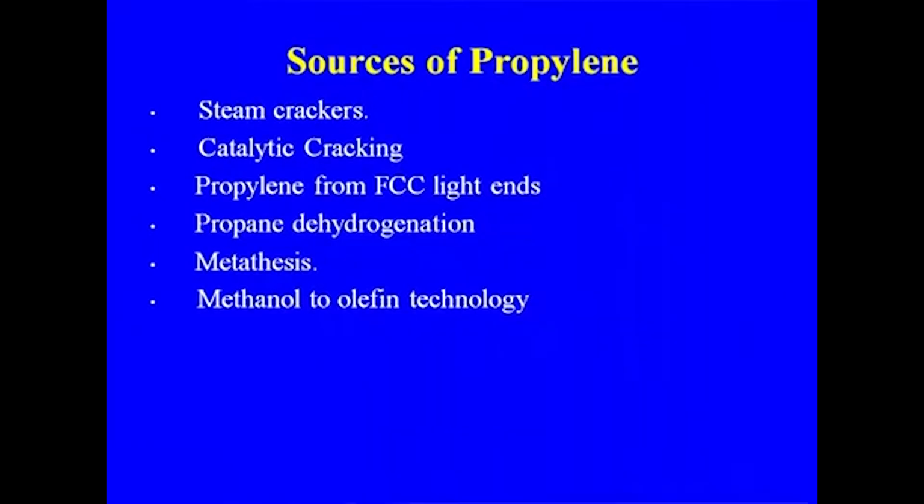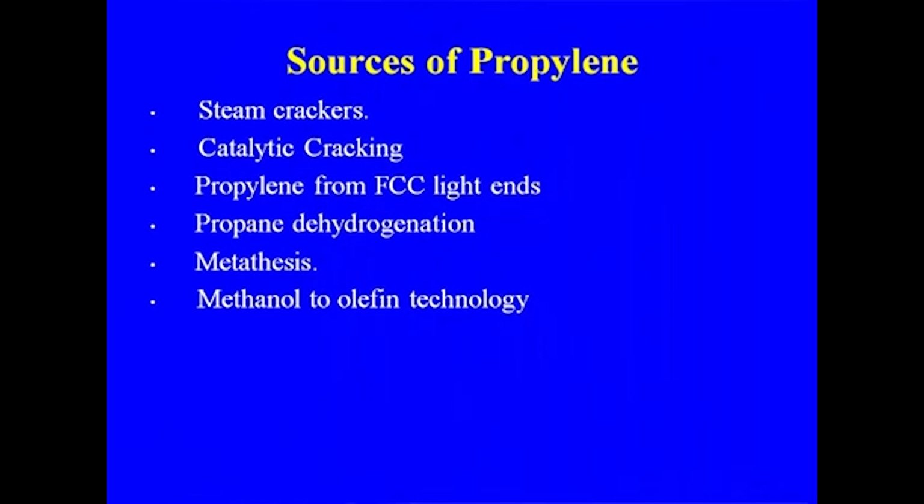Propylene from the FCC is one of the very important sources. Most of the refineries are recovering this propylene from the FCC, and in some refineries like Jamnagar, propylene from the FCC is one of the very important products there. Another development is on-purpose propylene, as per the requirements, through propane dehydrogenation.